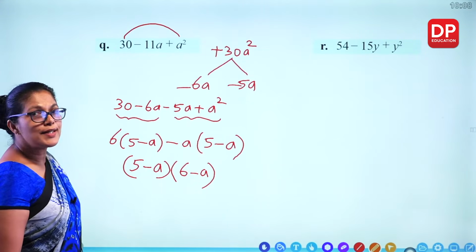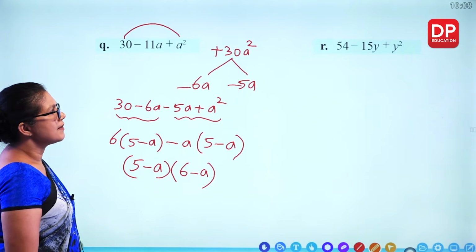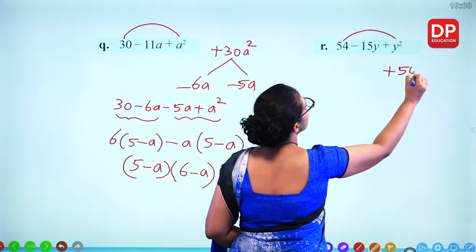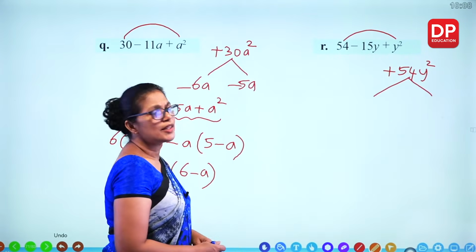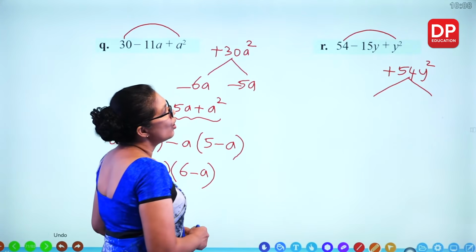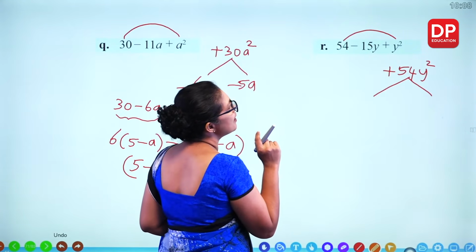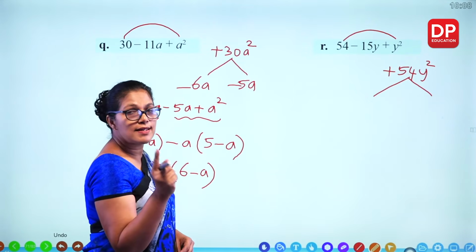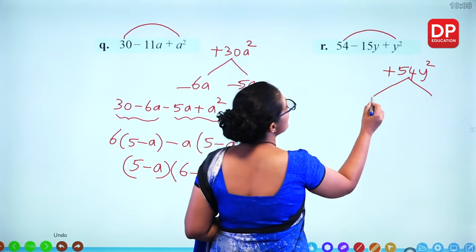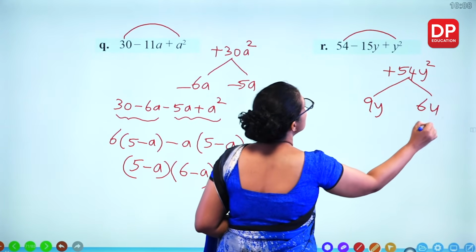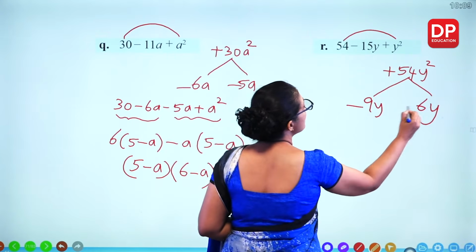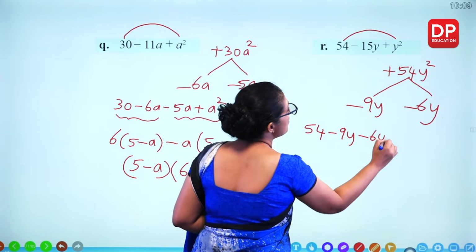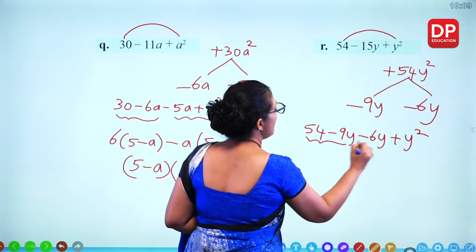Now this one, last one is positive and the middle term is negative. That means both the factors are negative. So what are the factors of plus 54? Think about it. 9 and 6, 6 and 9. 54, and when you add 6 plus 9, you get 15. So 9 and 6. But middle term is negative means both negative. So we can split the middle term like this and factorize.